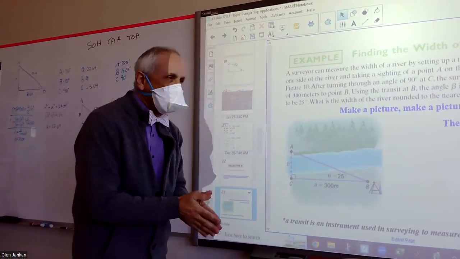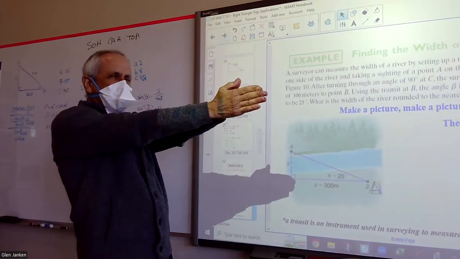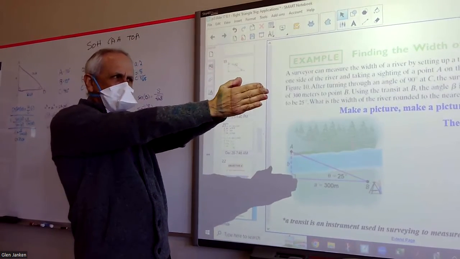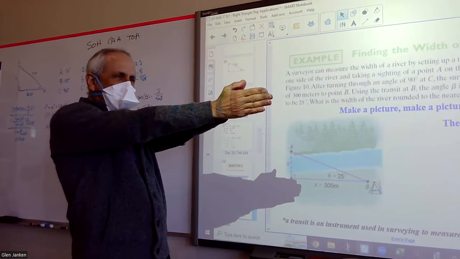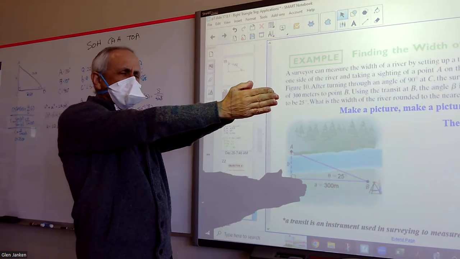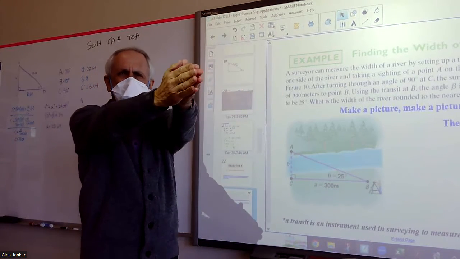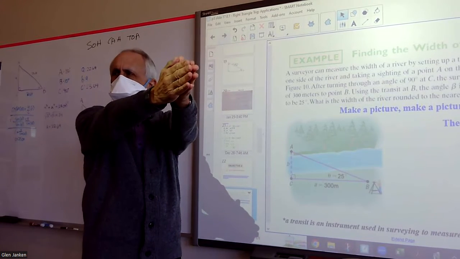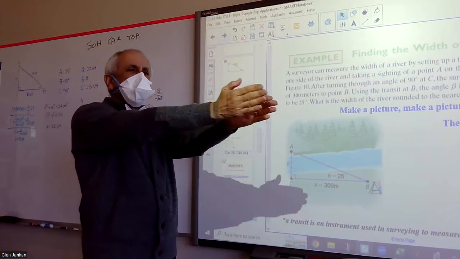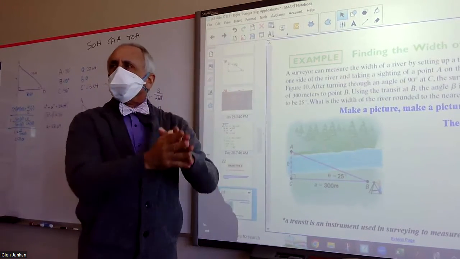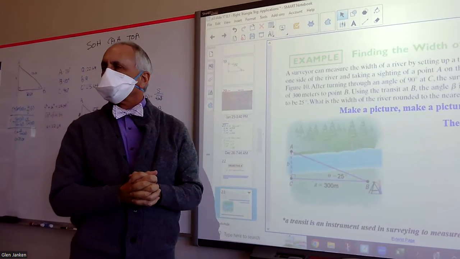And then he takes his device and he first looks at his stick that he set up on this side of the river. And then he's looking through the little window or sight thing and he angles it till he can see the spot A on the other side of the river. And the angle that makes is a 25-degree angle.